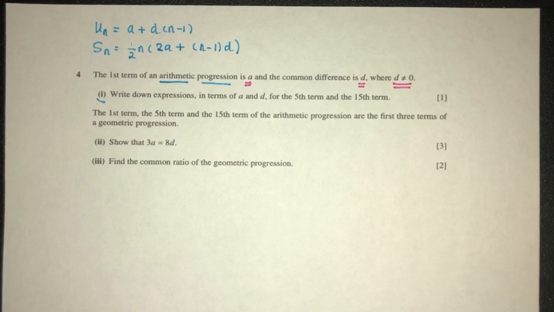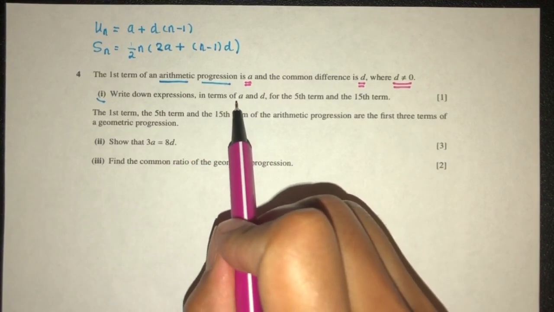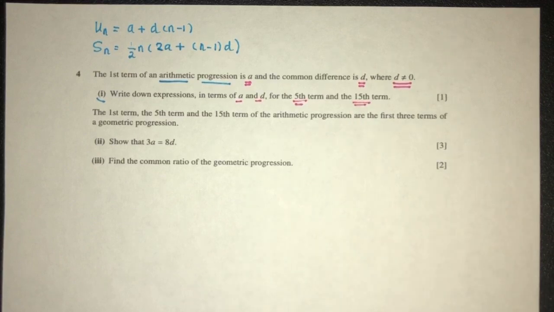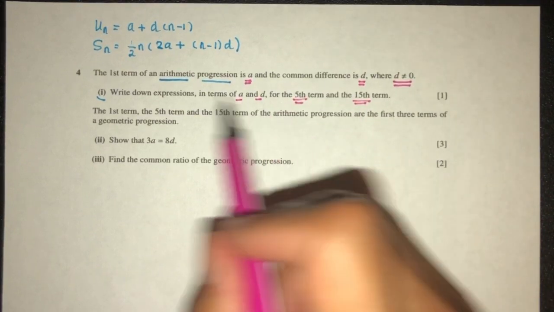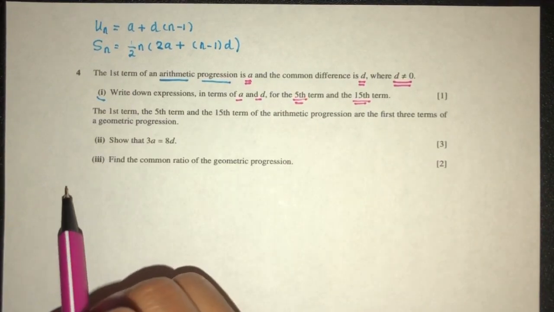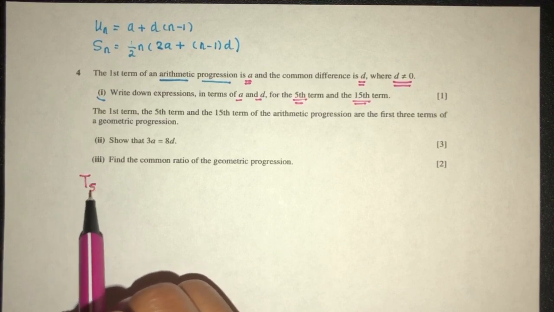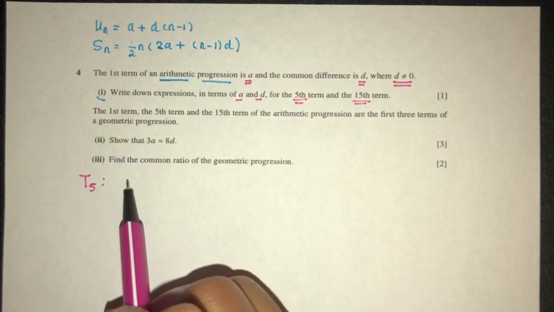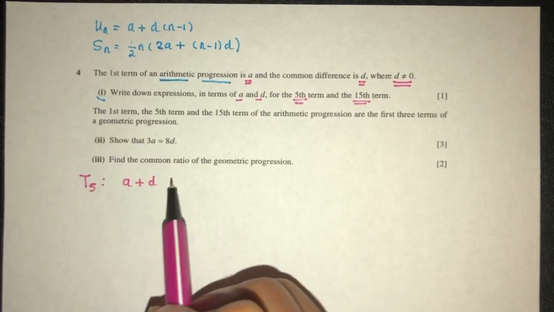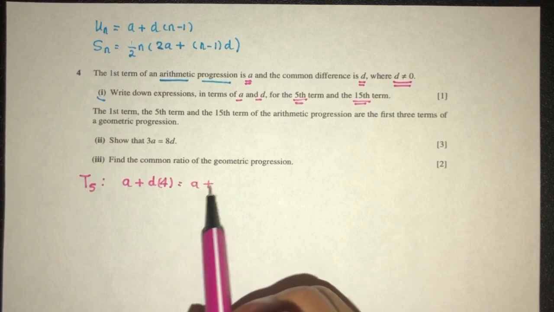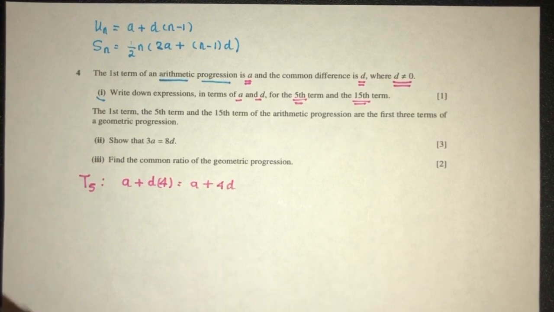Now part 1, we have to write expressions in terms of a and d for the 5th term and the 15th term of this progression. So one by one, pretty easy. Replace back in your formula here. Let's see what do we have. So 5th term is what? When the value of n is 5, you will have a plus d times 5 minus 1, which is 4. So you have a plus 4d equal to the 5th term.